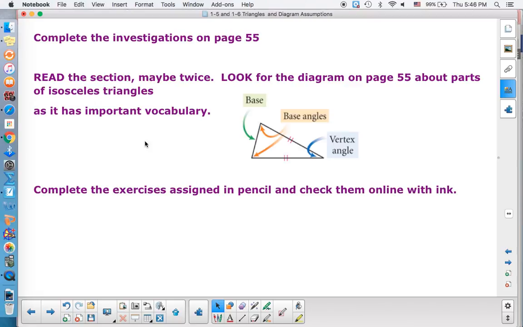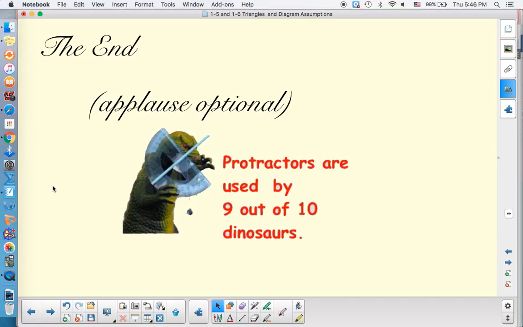After that, the first task is to complete the investigations. It's on page 55. Read the section. There's not a lot of reading. Maybe even look over it more than once. Be sure to look for things like the diagram on page 55 that talks about additional vocabulary about isosceles triangles. Then complete those exercises that are assigned off the syllabus in pencil. Please go online to the key and check them in ink and come ready to class the next time we see you, ready to go over some of these, ask your questions, and talk about how you're separating those details of all this.